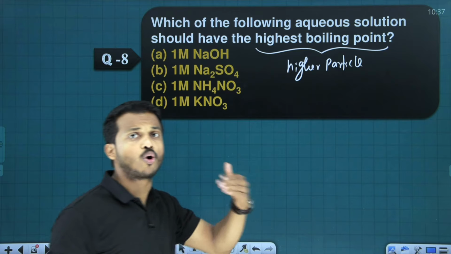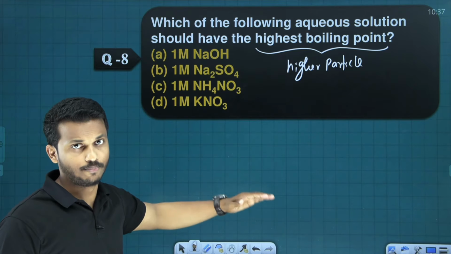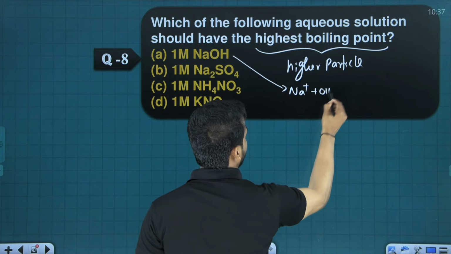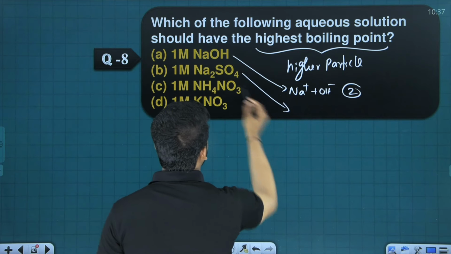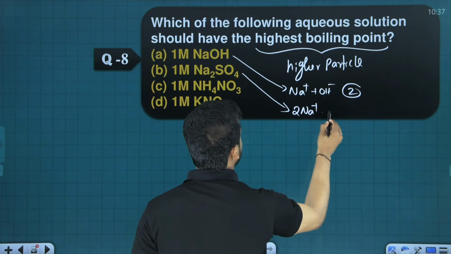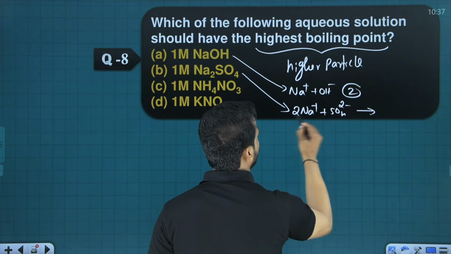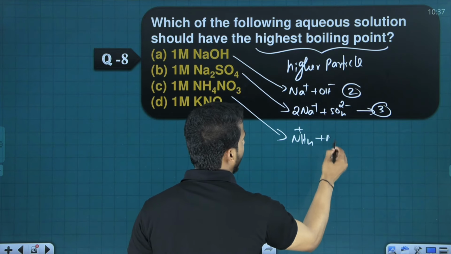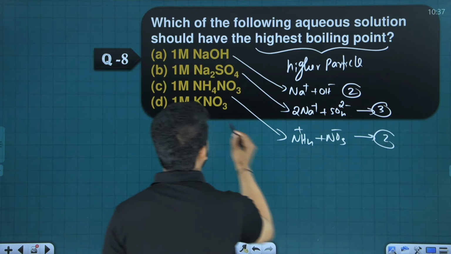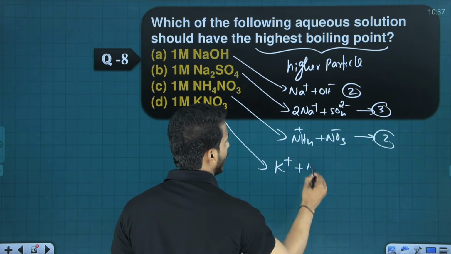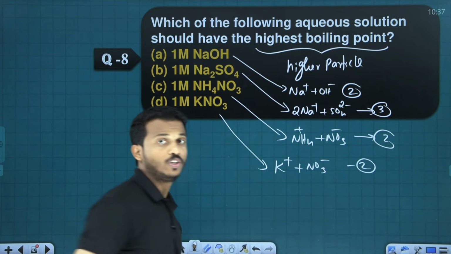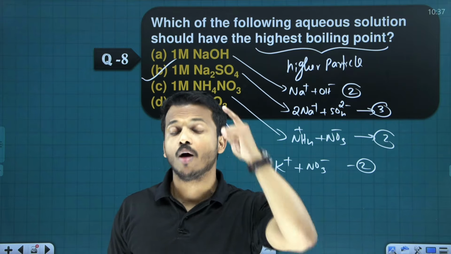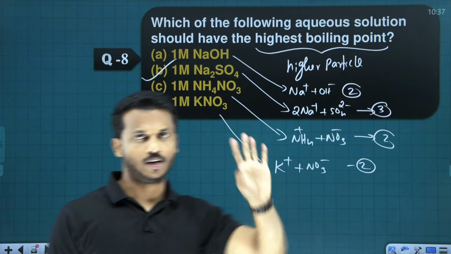Can you say who can give more number of particles? See, the molarity is the same. NaOH can give you Na+ and OH-, 2 ions. Na2SO4 can give you 2 Na+ and SO4 2-, total 2 plus 1, 3 ions. NH4NO3 will give you NH4+ and NO3-, total 2 ions. And KNO3 will give you K+ and NO3-, that's also 2 ions. So which is giving more number of ions? Option B. More number of ions means higher boiling point and lower freezing point.